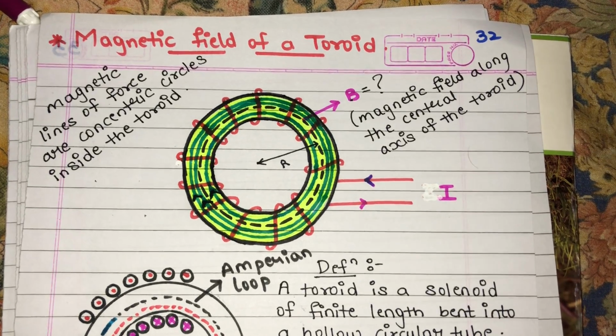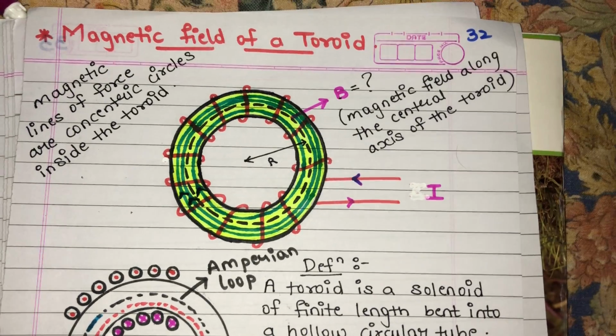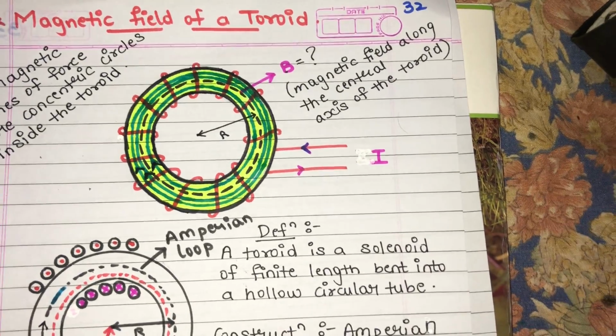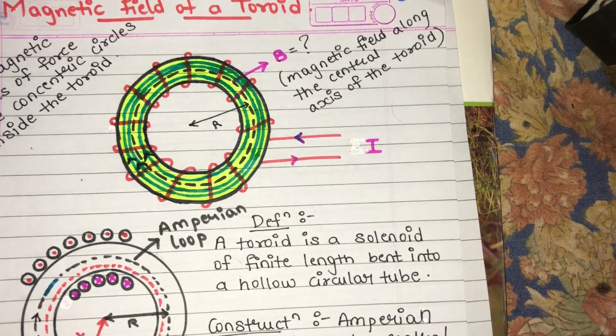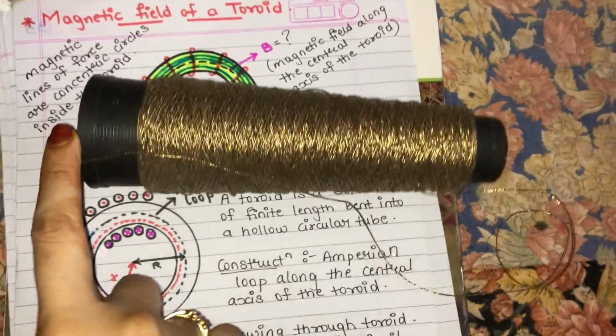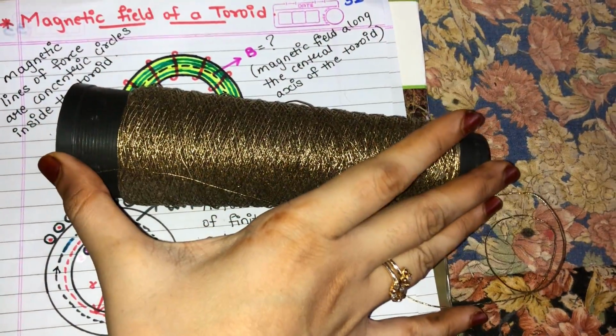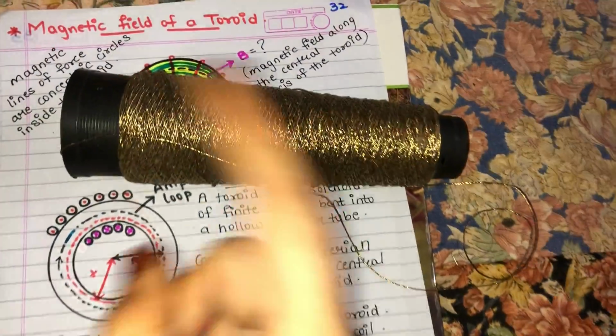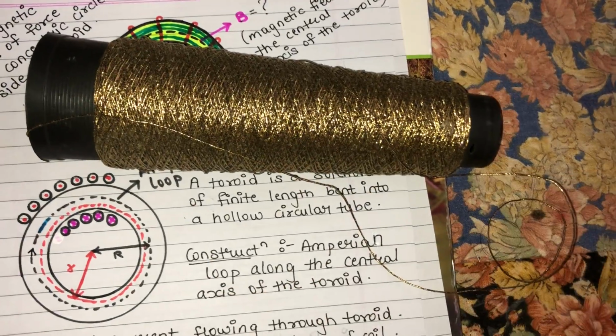Starting with the last topic, that is the magnetic field of a toroid. Now what is a toroid? A toroid is the same as a solenoid, but the difference is that both ends of the conductor are joined together and a hollow tube is formed.